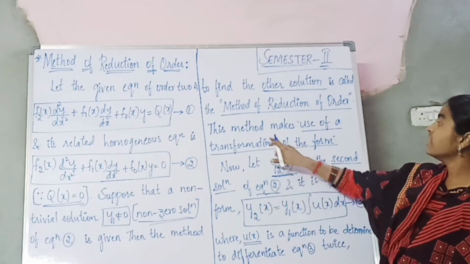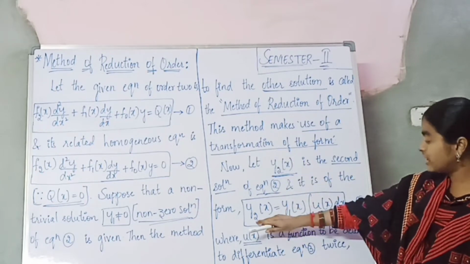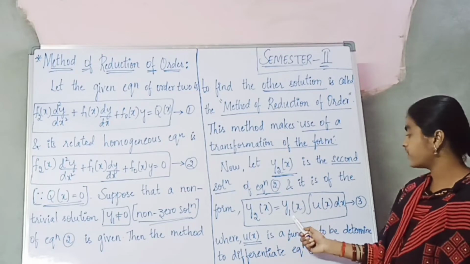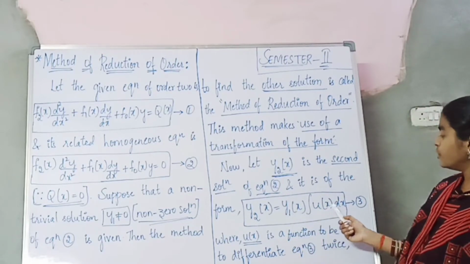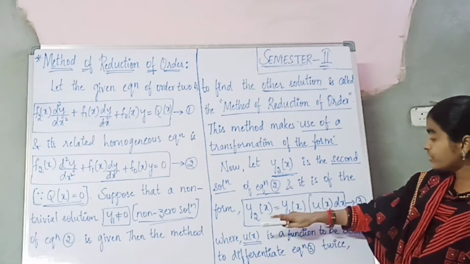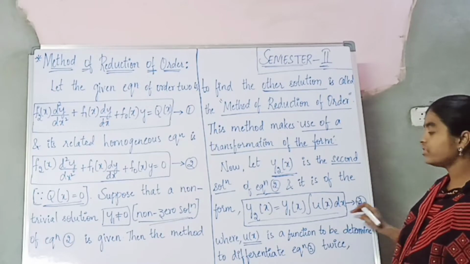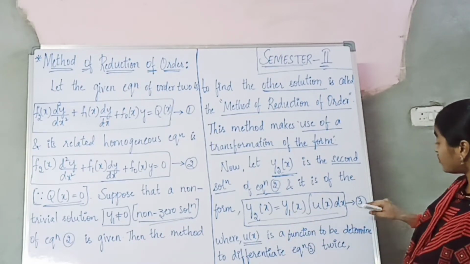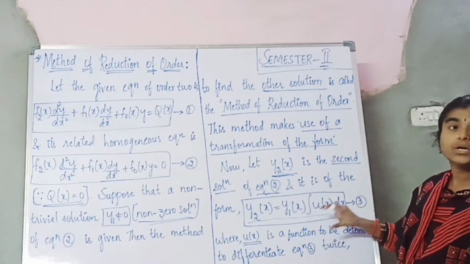The method is used to transform the equation to the form y2 of x equals y1 of x into the integral of u of x dx. This equation we consider as equation 3, where u of x is to be determined. To determine it, we differentiate equation 3 twice.